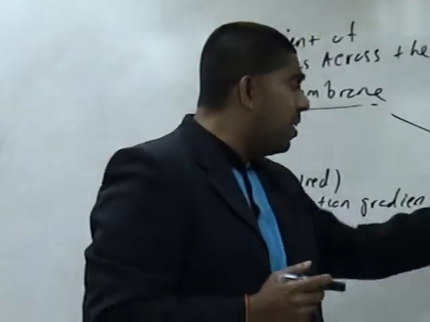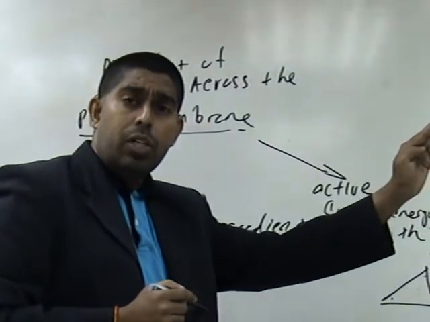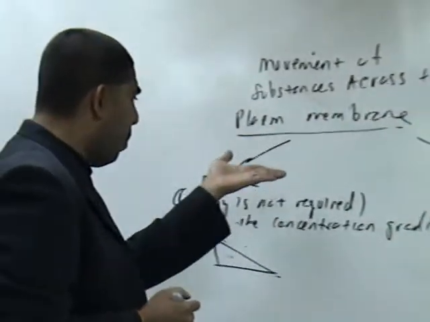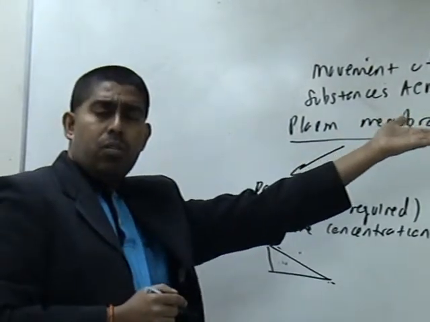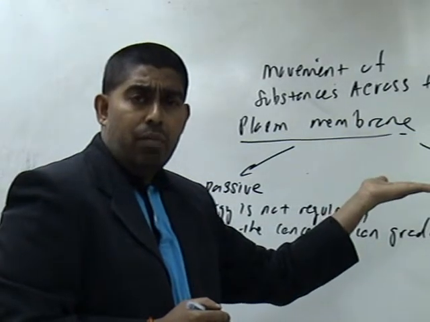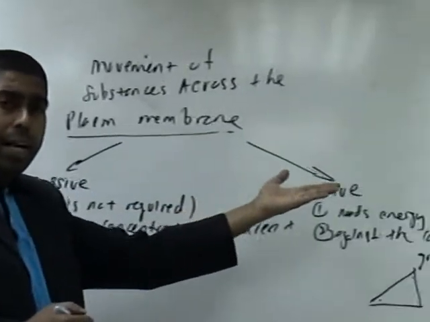That is the reason why energy is needed, because it is going against the concentration gradient. Got it? Alright, so I repeat again. Movement across the plasma membrane. Transportation here, there are 2 types. Number 1, passive. Number 2, active.